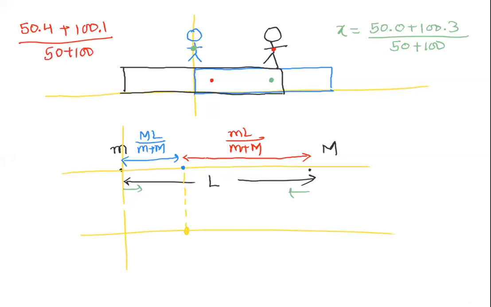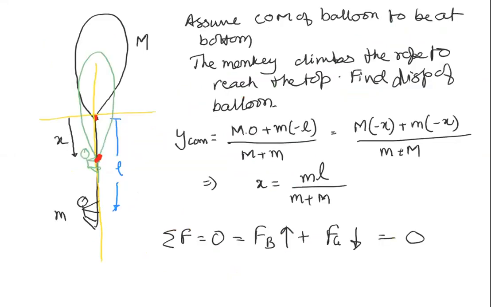Therefore, the distance traveled by this guy will be the other mass multiplied by the initial distance between them divided by the sum of masses. And the distance traveled by this guy will be the other mass, that is small m, multiplied by the distance between them divided by the sum of masses. And look at this. So the monkey goes up. Find the displacement of the balloon.